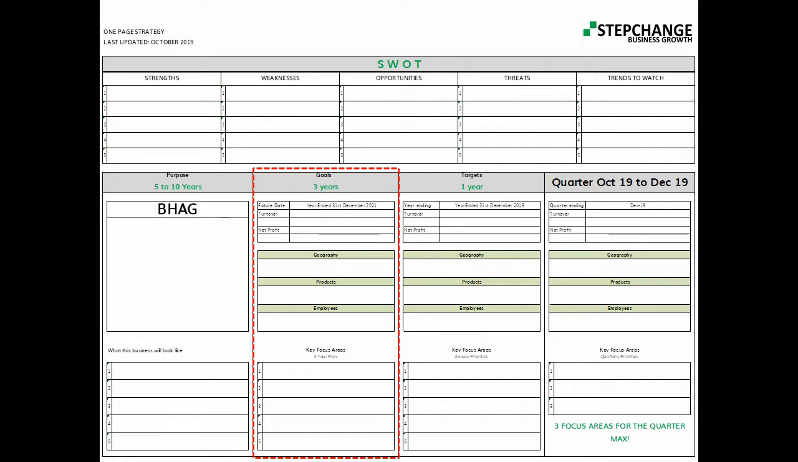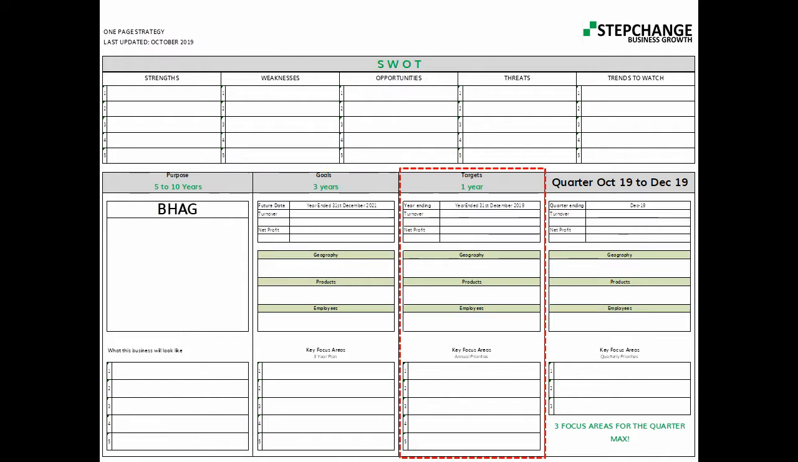So where my market will be in this 3-year period could be all of the UK or international, or the UK and America. Really talking about what the product route map will look like in 3 years' time, and the amount and type of employees, and really looking at the focus areas over that 3-year period.